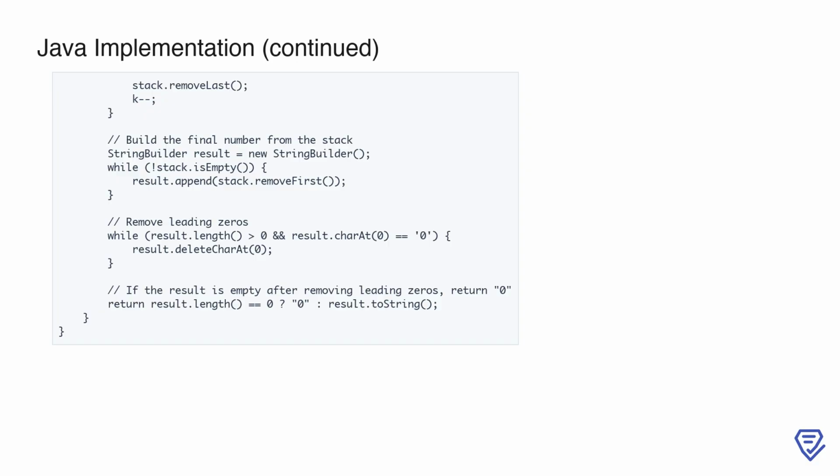Then, we address another important detail: leading zeros. Using a while loop, we delete any zeros at the beginning of our result string. If the string becomes empty after removing these zeros, we return 0 as the final result. Otherwise, we convert the string builder to a string and return it, which represents the smallest possible number after removing k digits. This approach ensures that the solution is both efficient and concise, handling all edge cases appropriately.